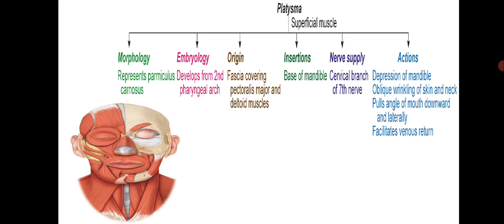Description of the platysma: it is a superficial muscle known as the subcutaneous muscle. It represents the panniculus carnosus and embryologically develops from the second pharyngeal arch. It arises from the fascia covering the pectoralis major and deltoid muscles, and its insertion is on the base of the mandible. It is supplied by the cervical branch of the facial nerve. It depresses the mandible, produces oblique wrinkling of the skin of the neck, pulls the angle of the mouth downwards and laterally, and facilitates venous return. This is about the platysma muscle.